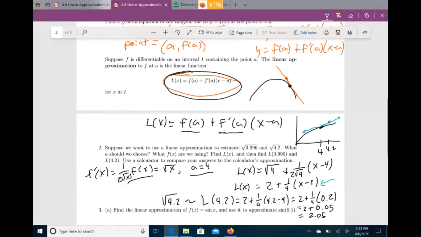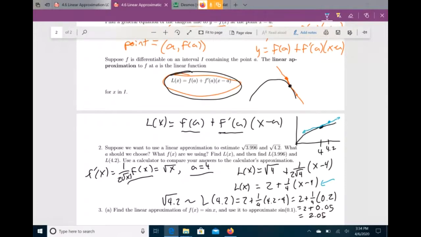Obviously it's not the same thing as the actual square root of 4.2. It's an approximation. Based on this picture, did we overestimate or underestimate the actual value of the square root of 4.2? Good, we overestimated it, because our tangent line lies above the curve.